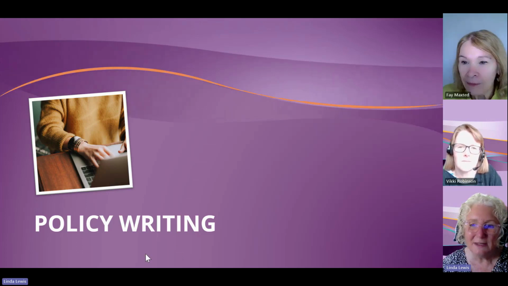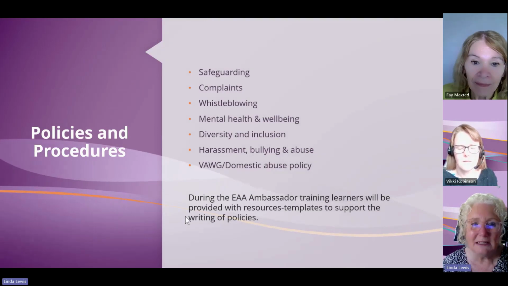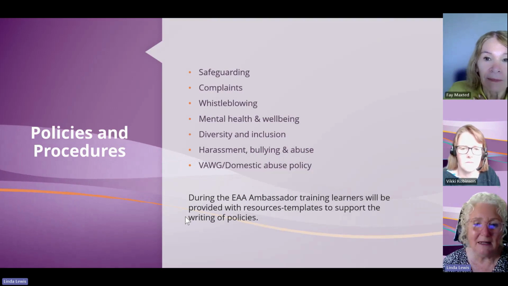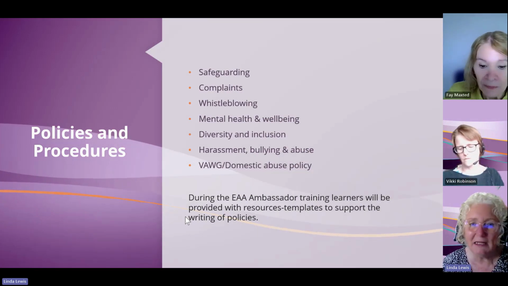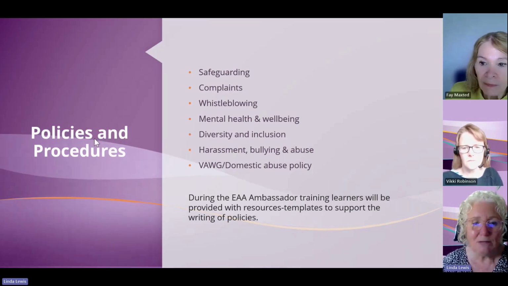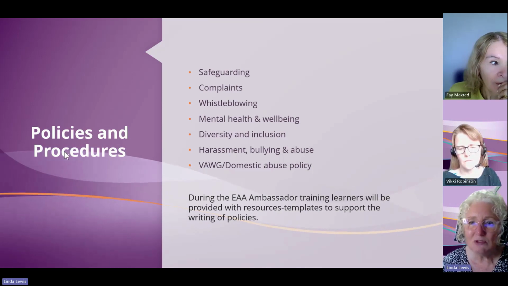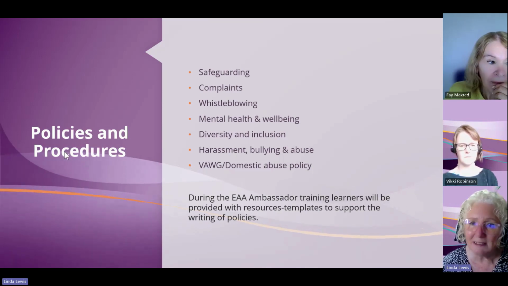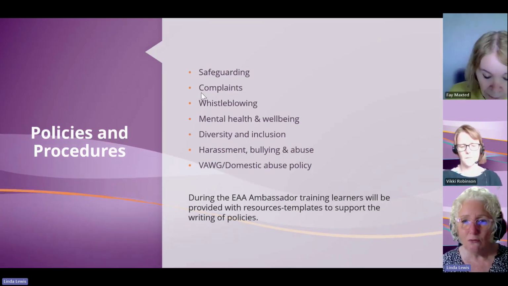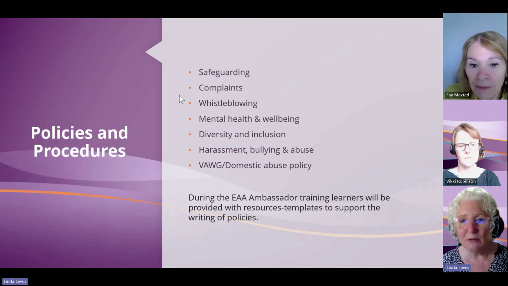Yeah, thanks, Vicky. There's a number of policies that we talk about during the training, things like safeguarding, complaints, whistleblowing, mental health and well-being, diversity and inclusion, harassment, bullying and abuse, and the domestic abuse policy. And what we encourage employers to do is to have a range of policies in place that will support the ambassador to do their role. We provide the ambassadors with a whole range of resources and templates in understanding how to write policies.